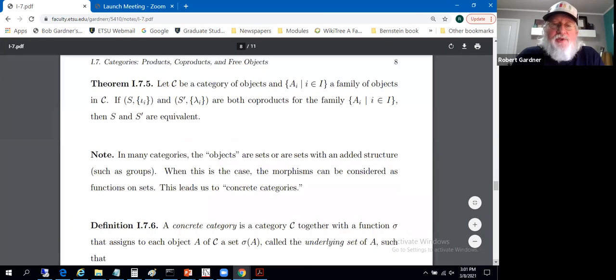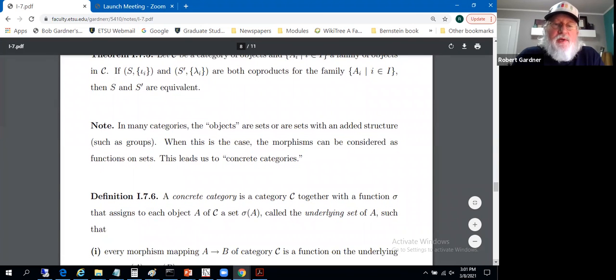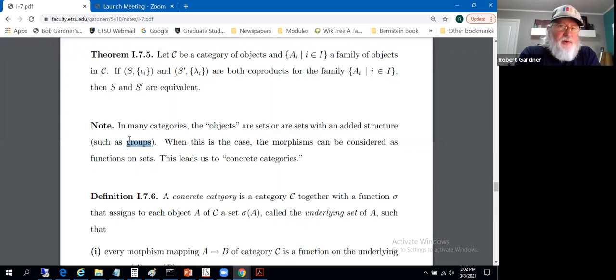Okay, shifting gears yet again to something a little bit different called a concrete category. I like sets, and a concrete category is pretty much a setting where we're dealing with sets. In many categories, the objects are sets or sets with an added structure. Of course, of interest to us is groups. A group is a set of elements together with additional structure; they come with a binary operation that satisfies some conditions.